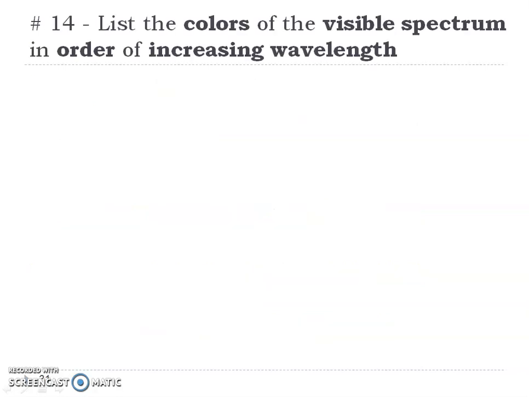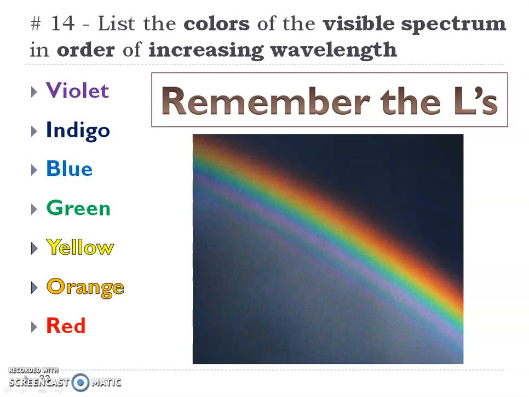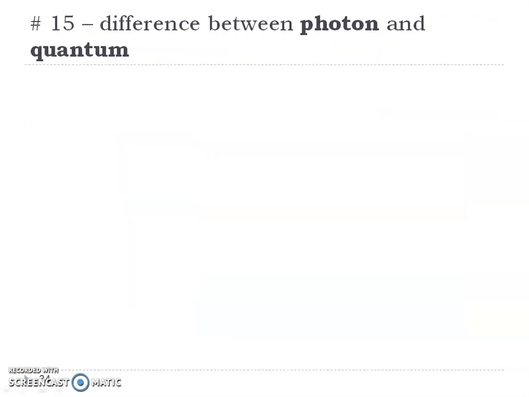14. So we're talking about the visible spectrum. So again, we're talking about basically the rainbow. Remember the L's? That's how I made you remember. So you have to just decide, are you going from red to violet or going from violet to red? Okay, so think about you're increasing your wavelengths. Which way are you going to go? Hopefully you thought of violet to red is going to be increasing wavelength.